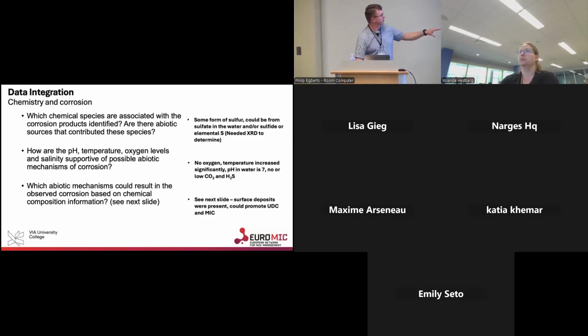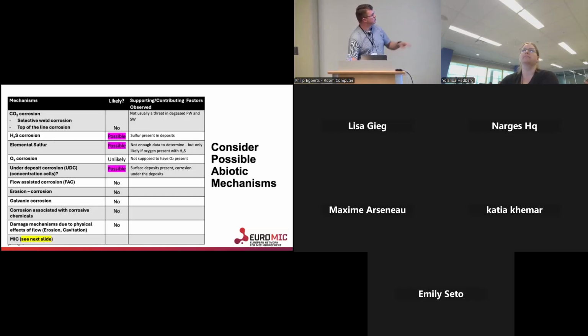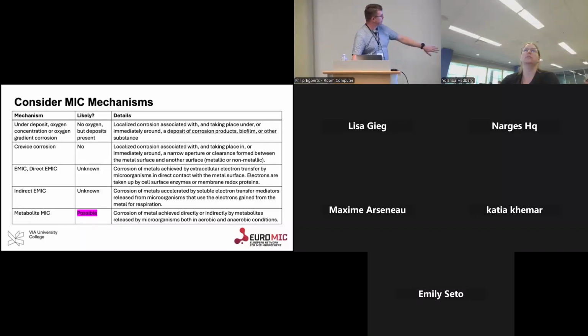And which abiotic mechanisms could result in the observed corrosion? On the next slide, we discuss various types of corrosion. I'll show you that. We use this scheme. Which ones are possible in terms of mechanisms? And MIC has its own, because it's split out into more mechanisms. But yeah, H2S is possible, elemental sulfur, deposit corrosion, and then metabolite MIC. That was one of the mechanisms that Lisa was discussing early on. So you see there's a process as we move forward.